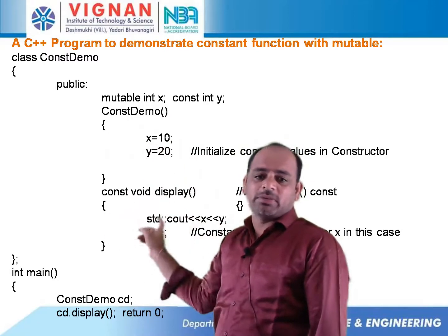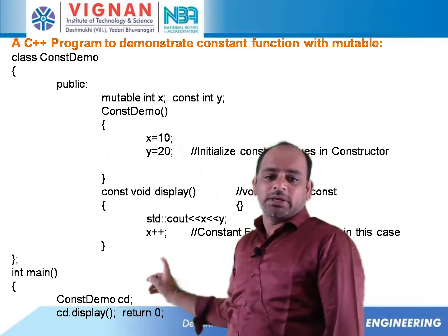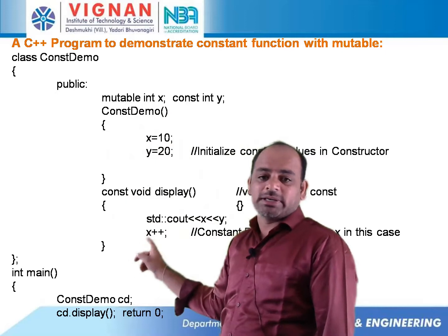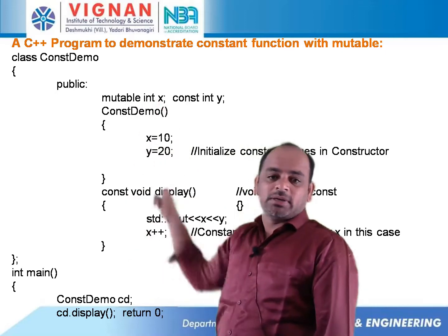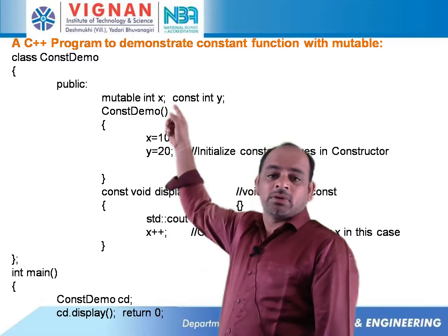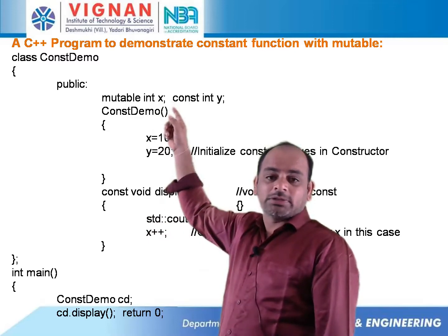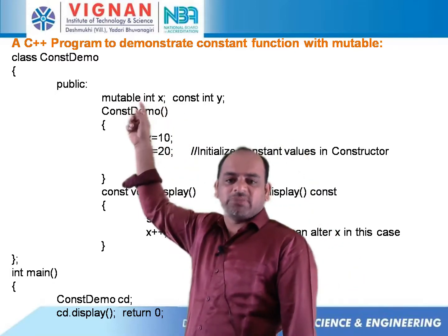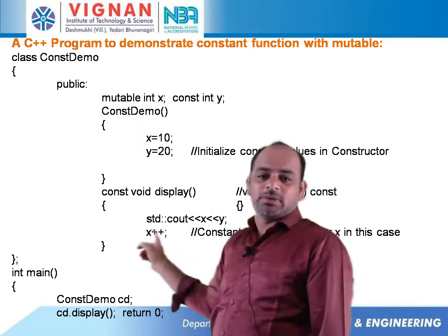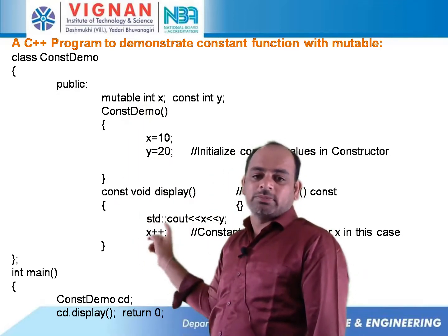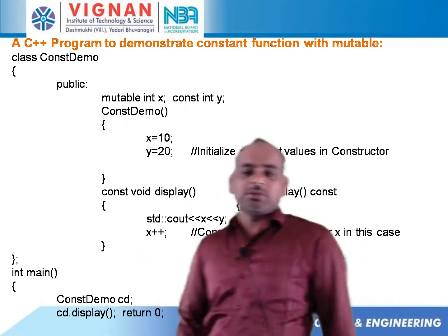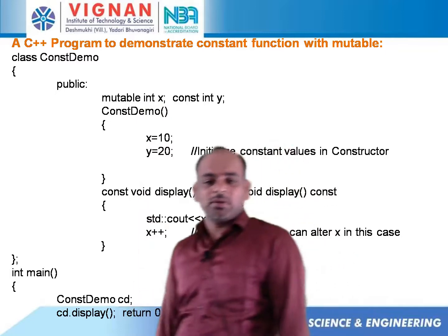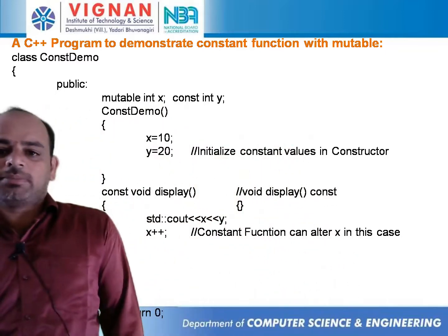And this is a constant member function, constant void display. Here you are trying to change the value of x. This will work, because x is declared as mutable here. Because x is a non-constant member, we can change its value in a constant function only when we declare it as mutable. Mutable is a keyword. Because we have declared x as mutable, we can change the value of x by using a constant member function, which will display the values of x and y. So this is about constant member functions.